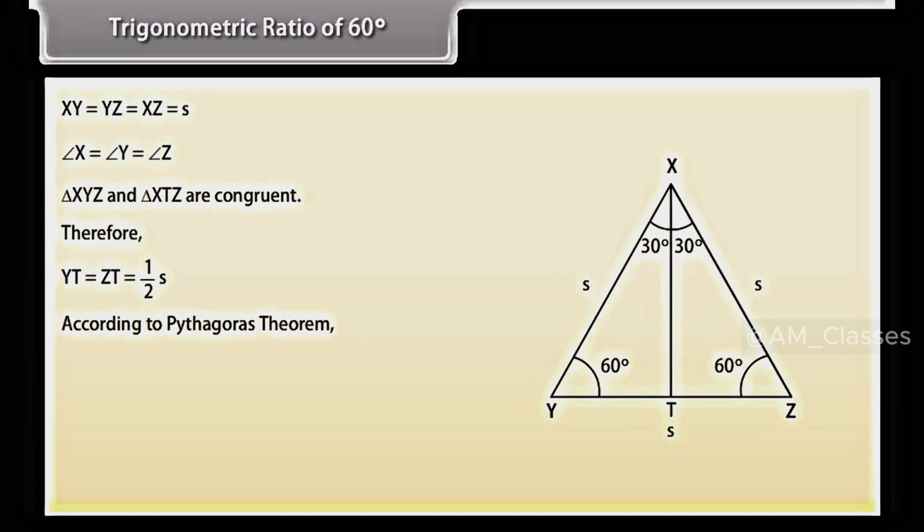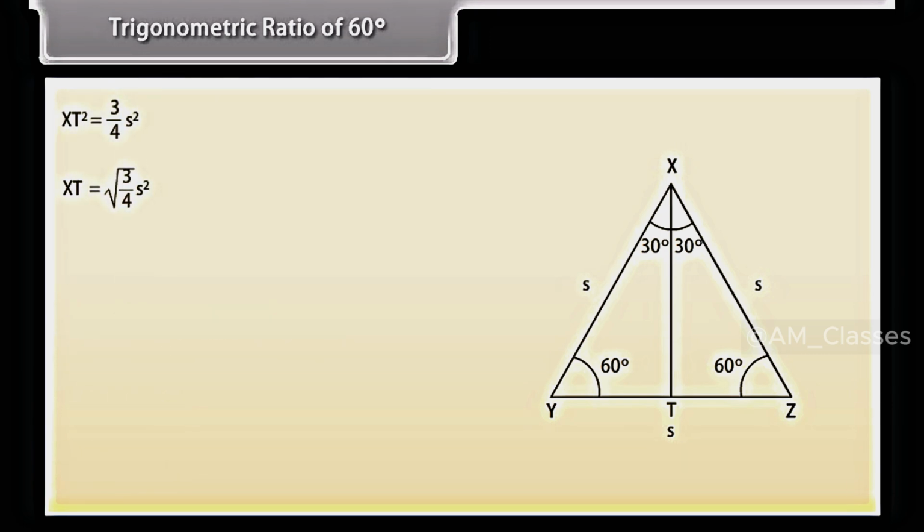According to Pythagoras theorem, XT square plus YT square is equal to XY square. By substituting the values we get XT square plus 1 upon 2S whole square is equal to S square. By calculating it, we get XT is equal to square root 3 upon 4S square, which is square root 3 upon 2S. Sin 60 degree is equal to XT upon XY, which equals square root 3 upon 2S upon S, equals square root 3 upon 2.